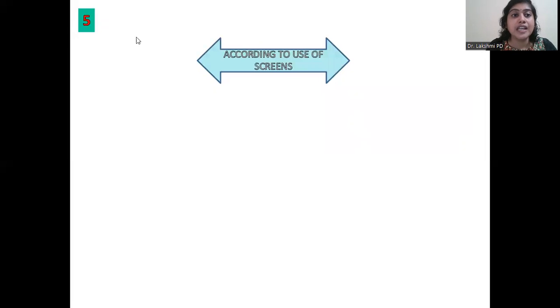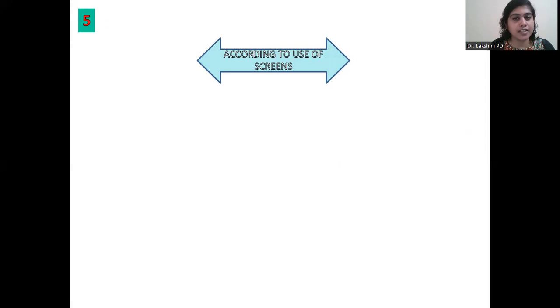The fifth classification is according to the use of screens. These screens are nothing but your intensifying screens. What an intensifying screen is, its function, and what screen films are, all will be dealt with in your future classes.